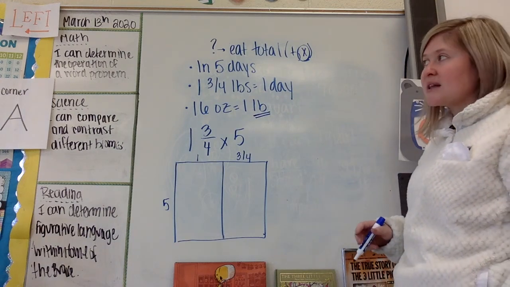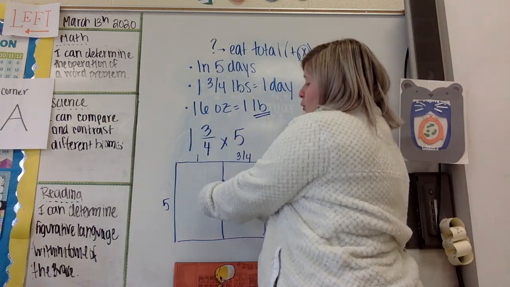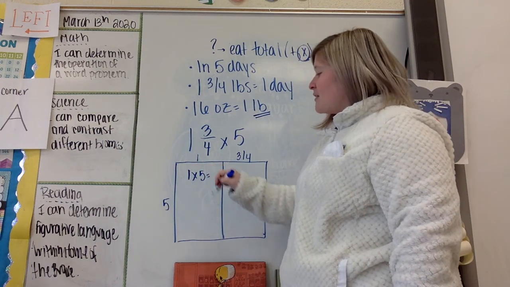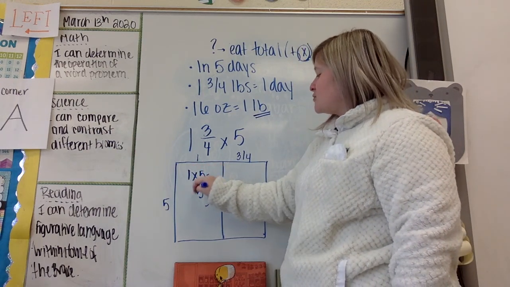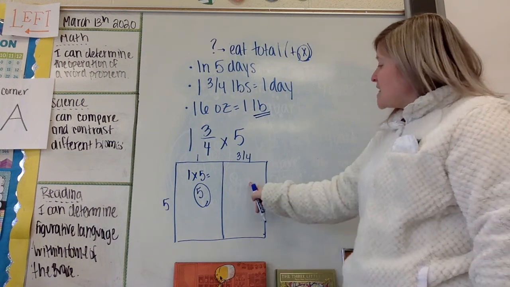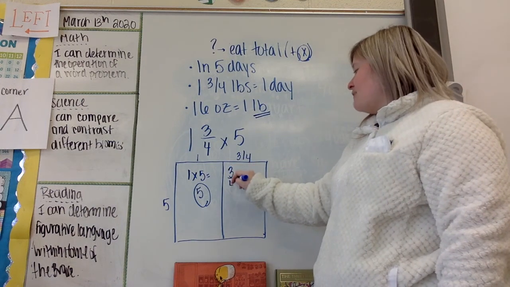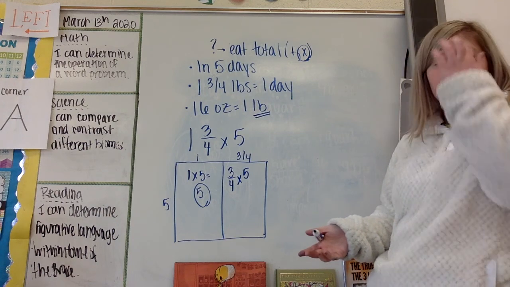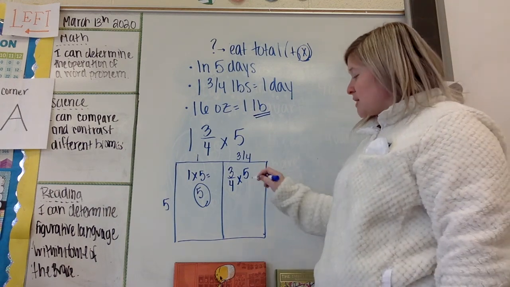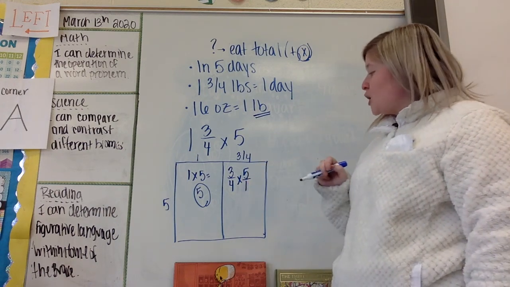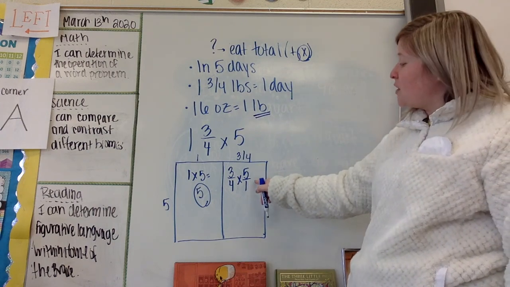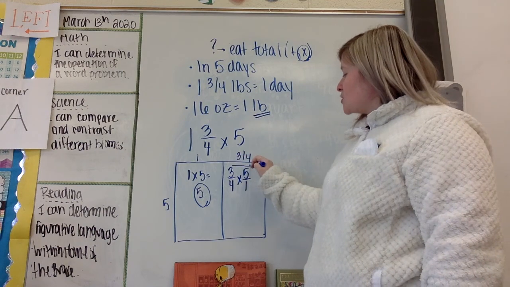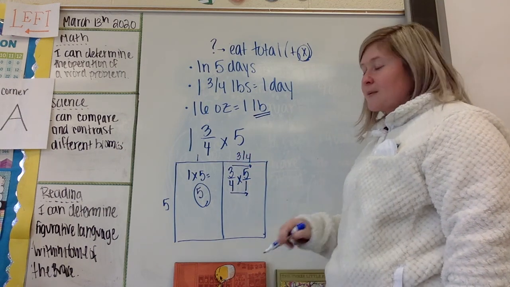So now we're going to use it like a multiplication chart and work our way inside. So inside this box, I have 1 times 5. 1 times 5 is 5, so I'm going to circle my answer. Then in this box, I have 3/4 times 5. Well, I don't know how to multiply something like this, but I do know how to multiply two fractions. So if I put a 1 underneath the 5, it's still equivalent to 5 wholes. But now it looks like two fractions so that I can multiply straight across on the top and bottom.